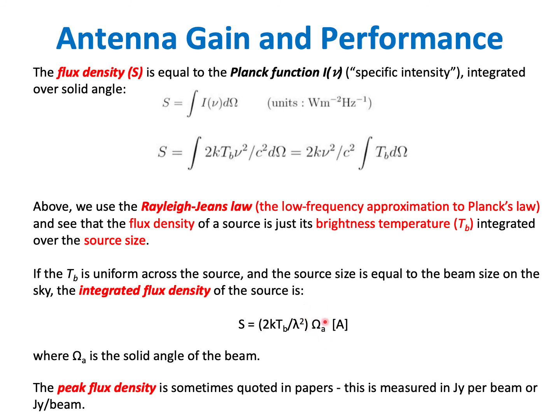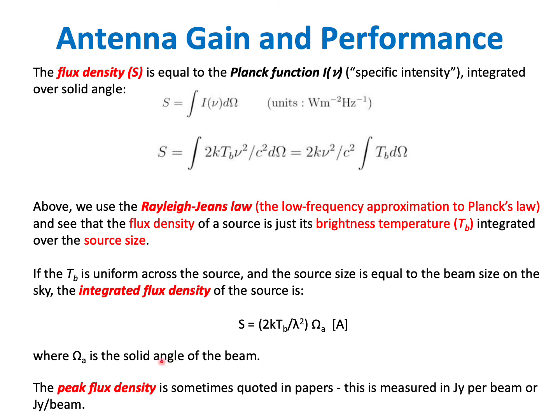And this is if your beam size matches the size of the source on the sky. Because if your beam size is bigger than the source on the sky, there could be flux from outside the source in your beam. And if your beam size is smaller than the source size on the sky, you're not collecting all of the flux from the source.